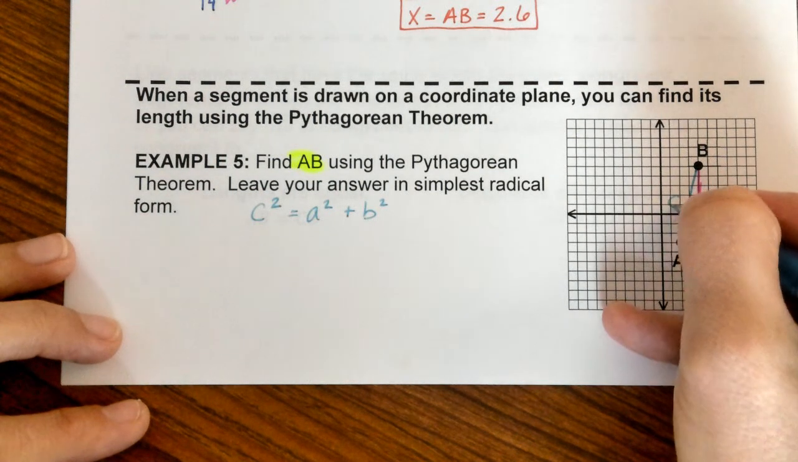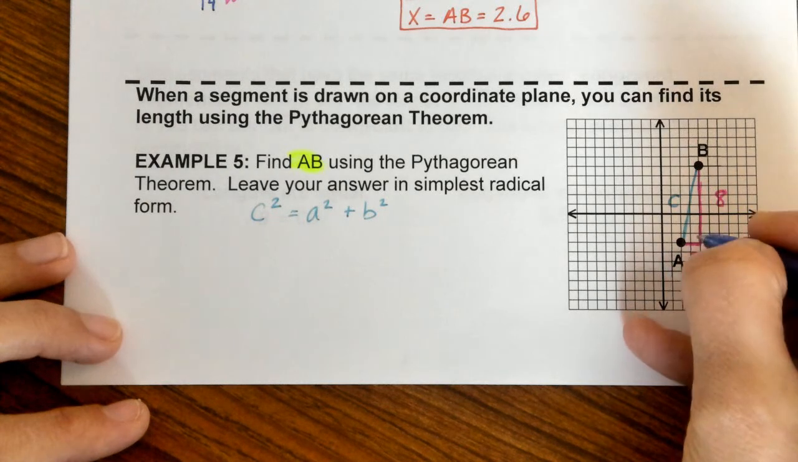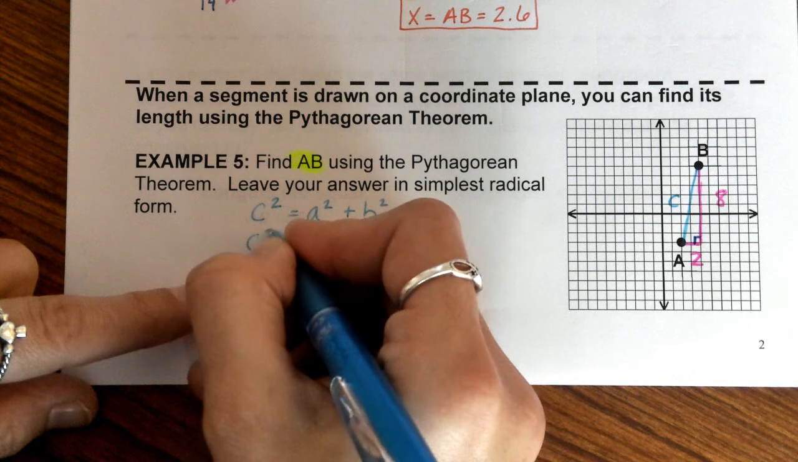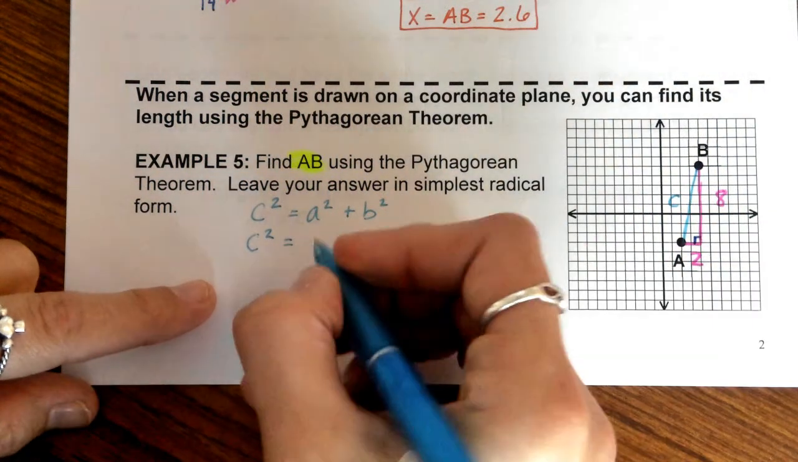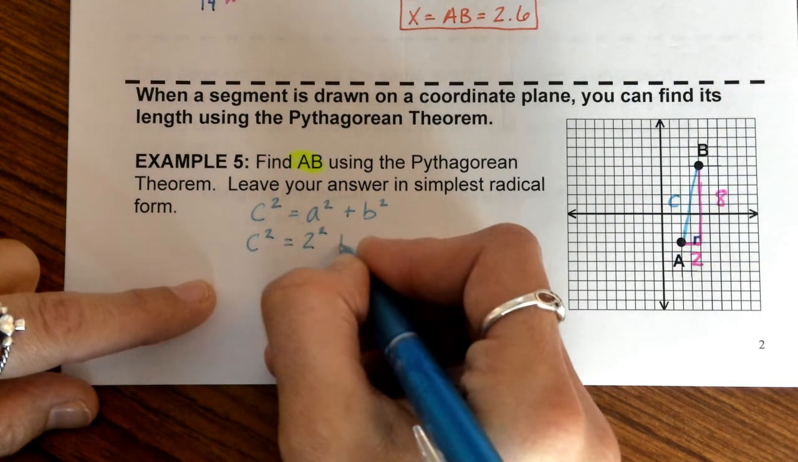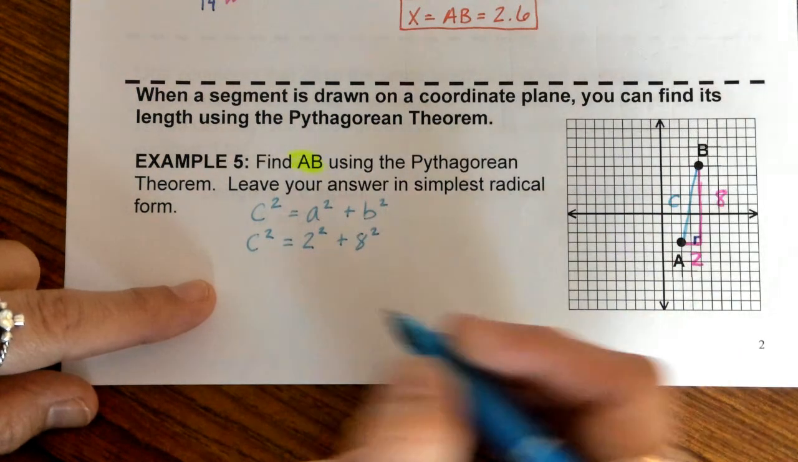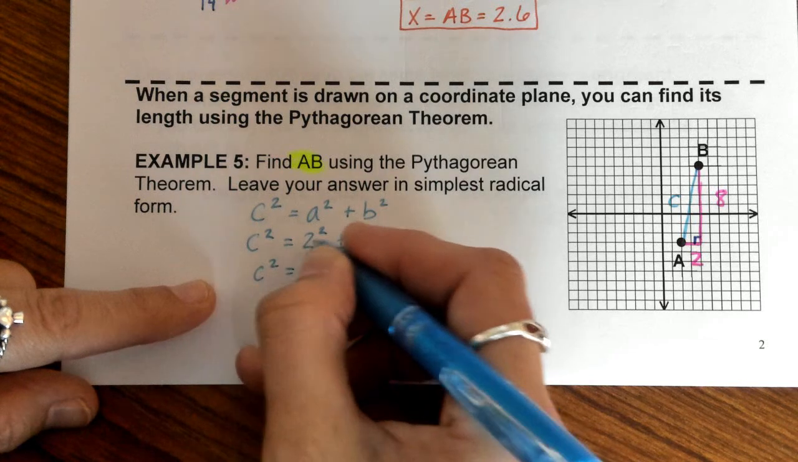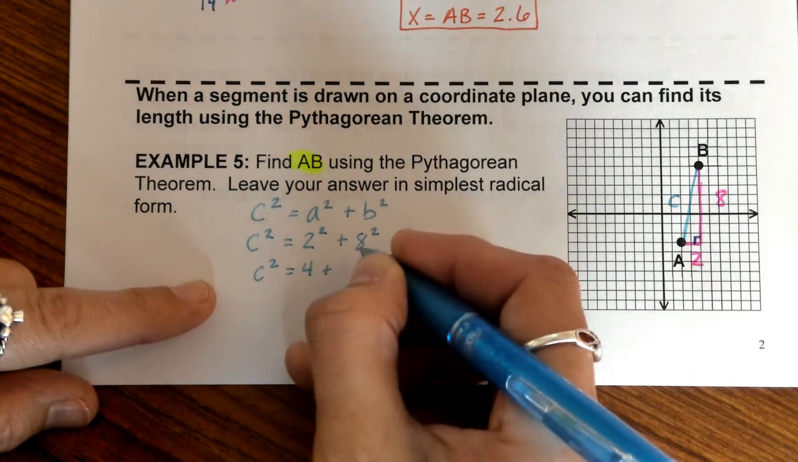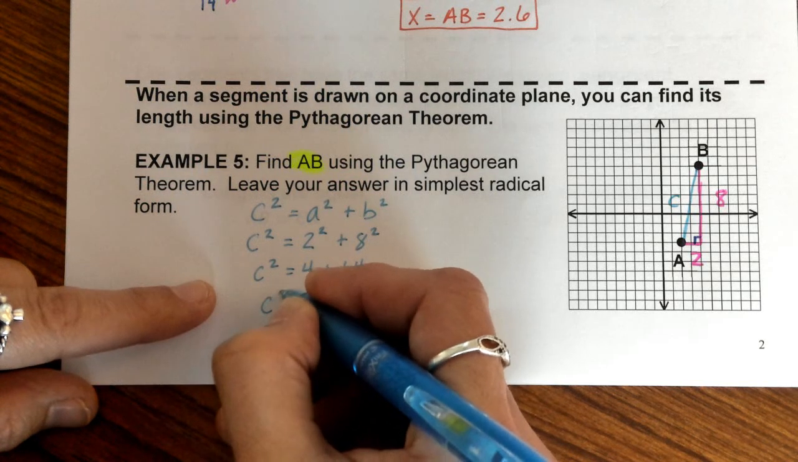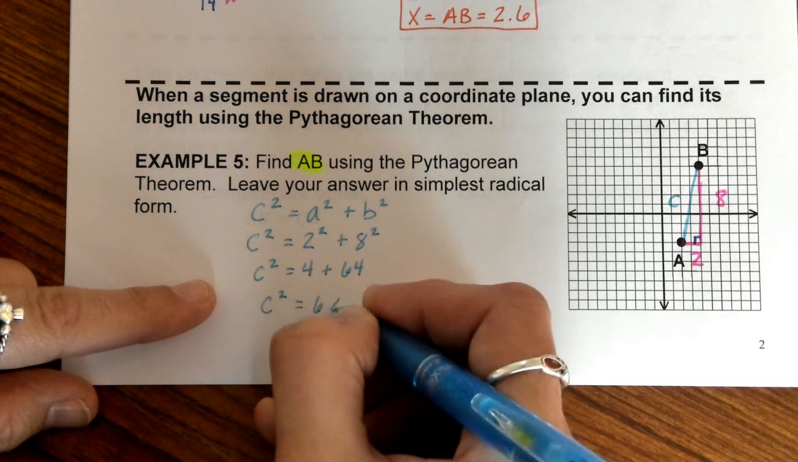We are looking for C. Okay, here's our 90-degree angle right here. So we're going to have C squared, that we don't know, is equal to A squared, 2, so 2 squared, plus B, 8 squared. Then we go through our process. 2 squared is 4. 8 squared is 64. We're going to go ahead and do c squared equals 68.